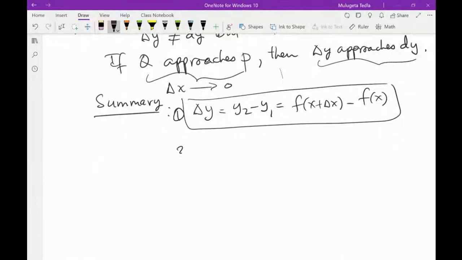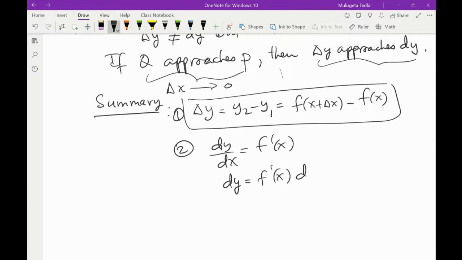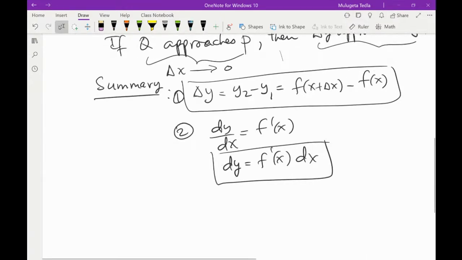That's number one. Number two, dy by dx is f prime of x. So dy is the derivative times dx. This is another formula for dy. So in most of the books, the questions are asking us to find dy and find delta y and compare how far apart they are. All right.